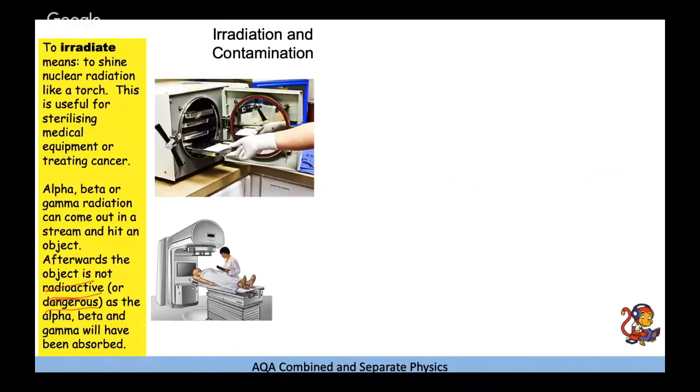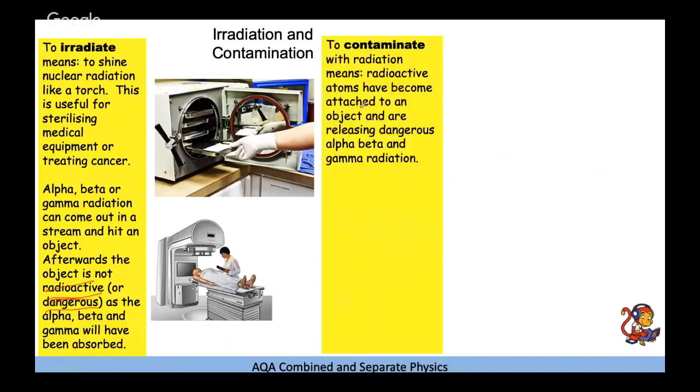So just a couple of pictures of those. This would be them sterilizing medical equipment. This would be them treating cancer. So contamination is different. You need to know these definitions here. Contamination means when you get a radioactive source on you, radioactive atoms on you, attached to you, and then they can then release dangerous alpha, beta, and gamma.